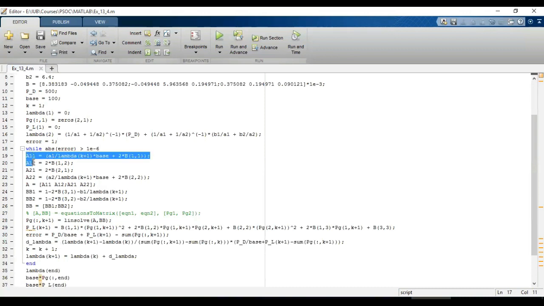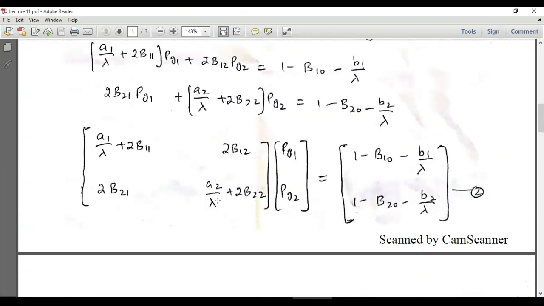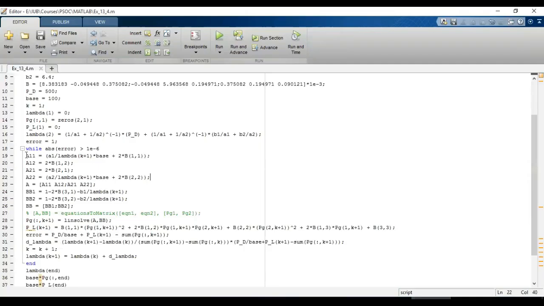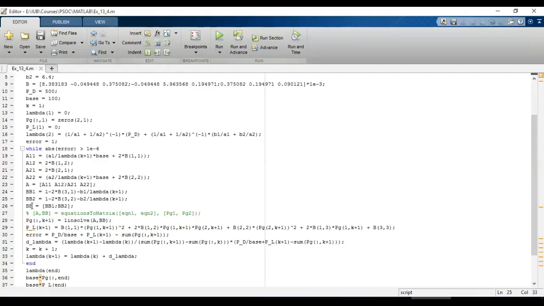And this is our A11, A12, A21, A22. These are actually the entries of this 2 by 2 matrix. So this is our 2 by 2 matrix here, and we have established this matrix in these 4 steps. So these are the 4 entries, and we have established this A matrix based on these 4 entries. Similarly, BB1 and BB2 are the entries of the column vector at the right hand side, which you can see over here. And this is our column vector at the right hand side.